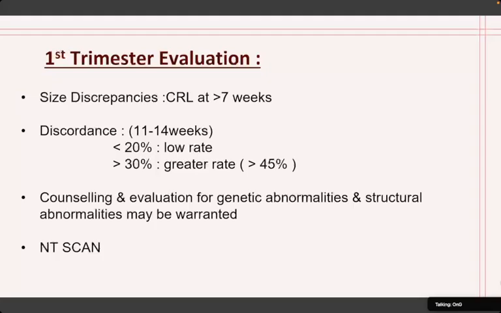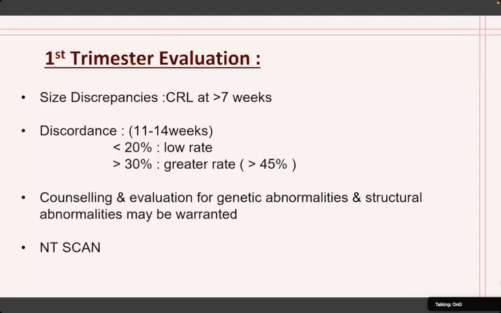Studies done show that discordance of less than 20% has a 0.8 to 4.5% rate of single fetal loss at 11 to 14 weeks. More than 30% has a rate of 45% of single fetal loss, and some studies have even shown that a 10% discordance has led to adverse outcomes such as preterm delivery, low birth weight, and birth weight discordance, as well as fetal structural anomalies. Hence, counseling and evaluation of genetic abnormalities and structural abnormalities may be warranted.